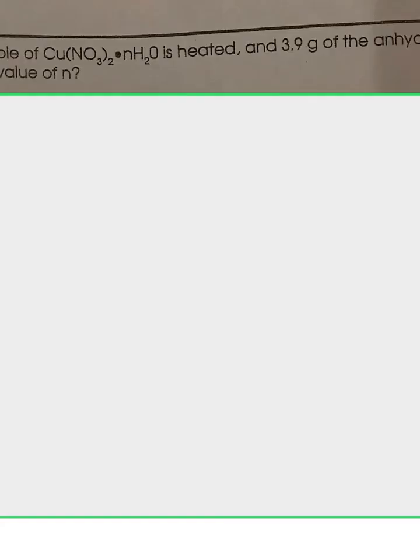Okay, question number 6. Here we are given a 5-gram sample of the hydrated salt. So we've got 5 grams of the Cu(NO3)2 with the water attached. And they don't tell you how many waters. That's actually what you have to find.